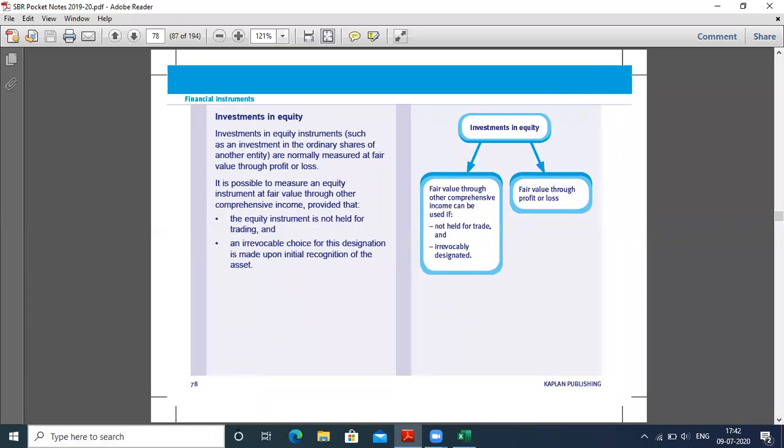Now, investment in equity. Suppose the company is investing in equities, such as investment in ordinary shares of another entity. Generally, it is valued at fair value through profit or loss account. Now, it is possible to measure an equity instrument at fair value through other comprehensive income, but certain conditions should be satisfied.